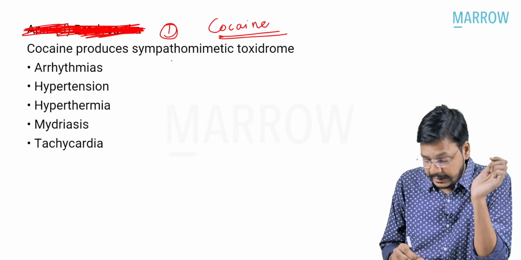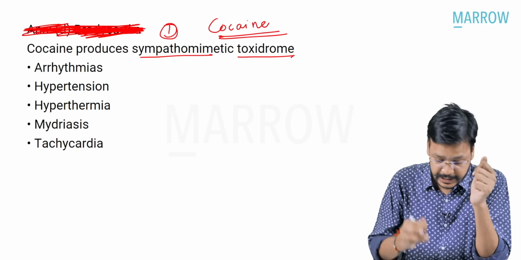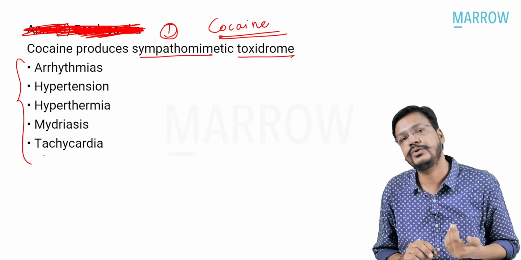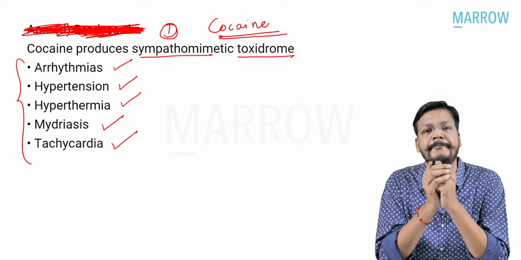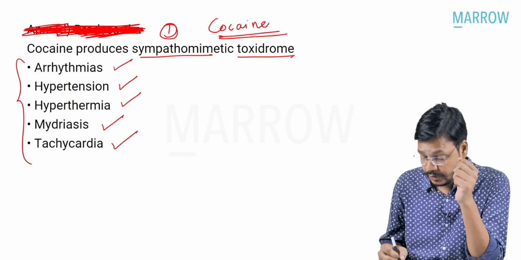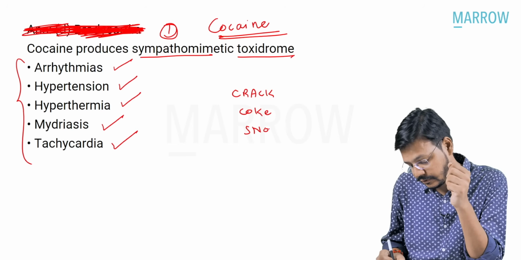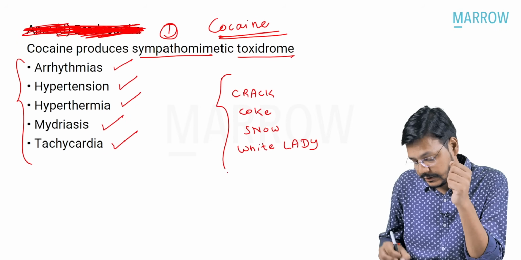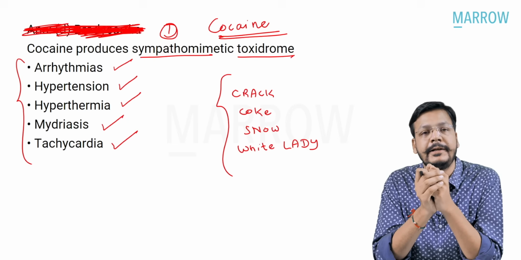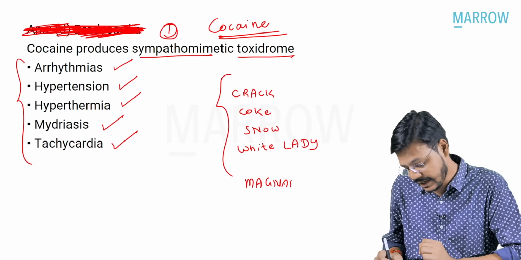Cocaine has a sympathomimetic toxidrome. It has all the important sympathomimetic features: arrhythmia, hypertension, hyperthermia, mydriasis, and tachycardia. Cocaine is also known as crack, coke, snow, and white lady. The name is white lady, but it causes black tongue and black teeth. And cocaine causes tactile hallucination, which is also known as Magnan symptom.